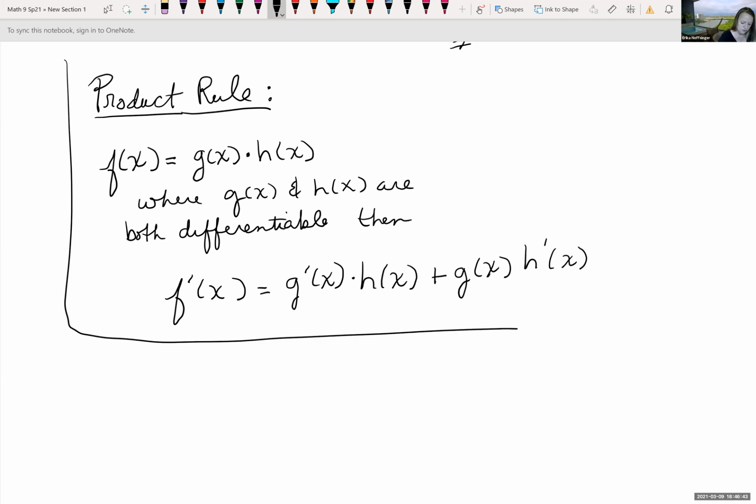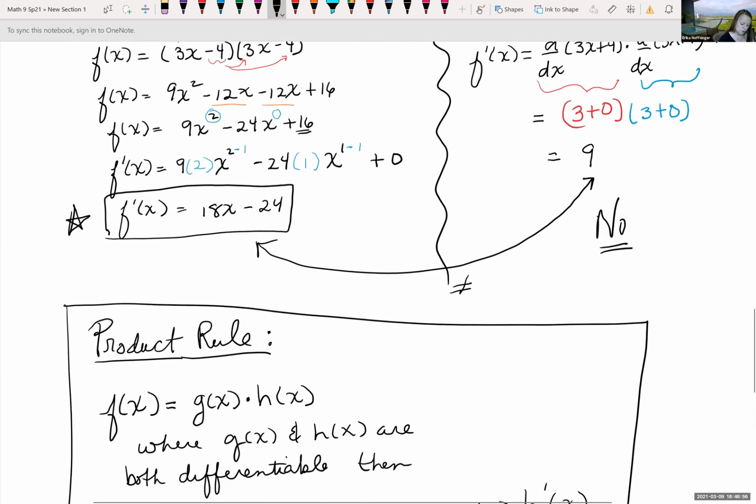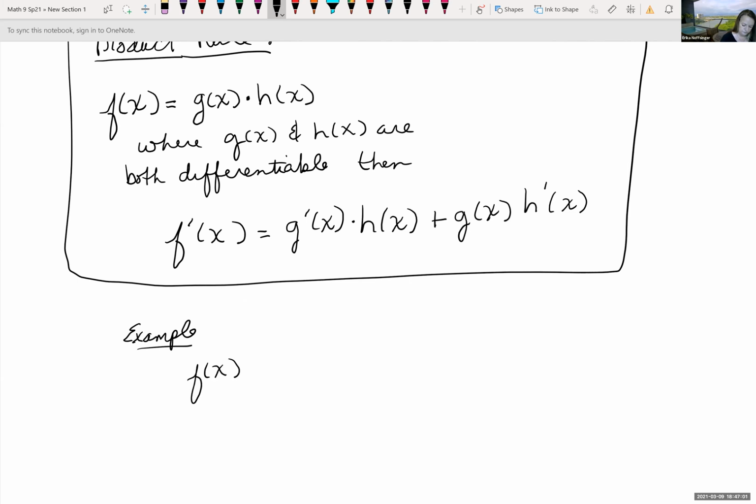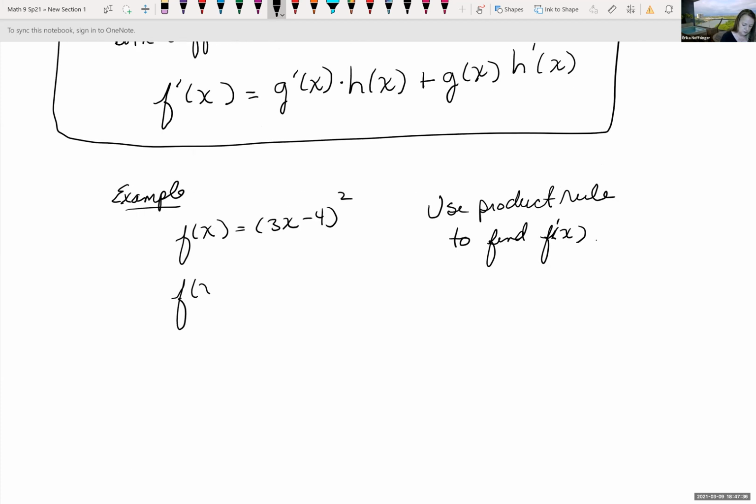Okay, so if that is the rule, and we wanted to go back and use that product rule in that last example, that last example, we had 3x minus 4 quantity squared. Let's use the product rule derivatives to find f prime of x. So we first have to rewrite it as a product. So the first one would be 3x minus 4. That's 1. And then the second one would be 3x minus 4.